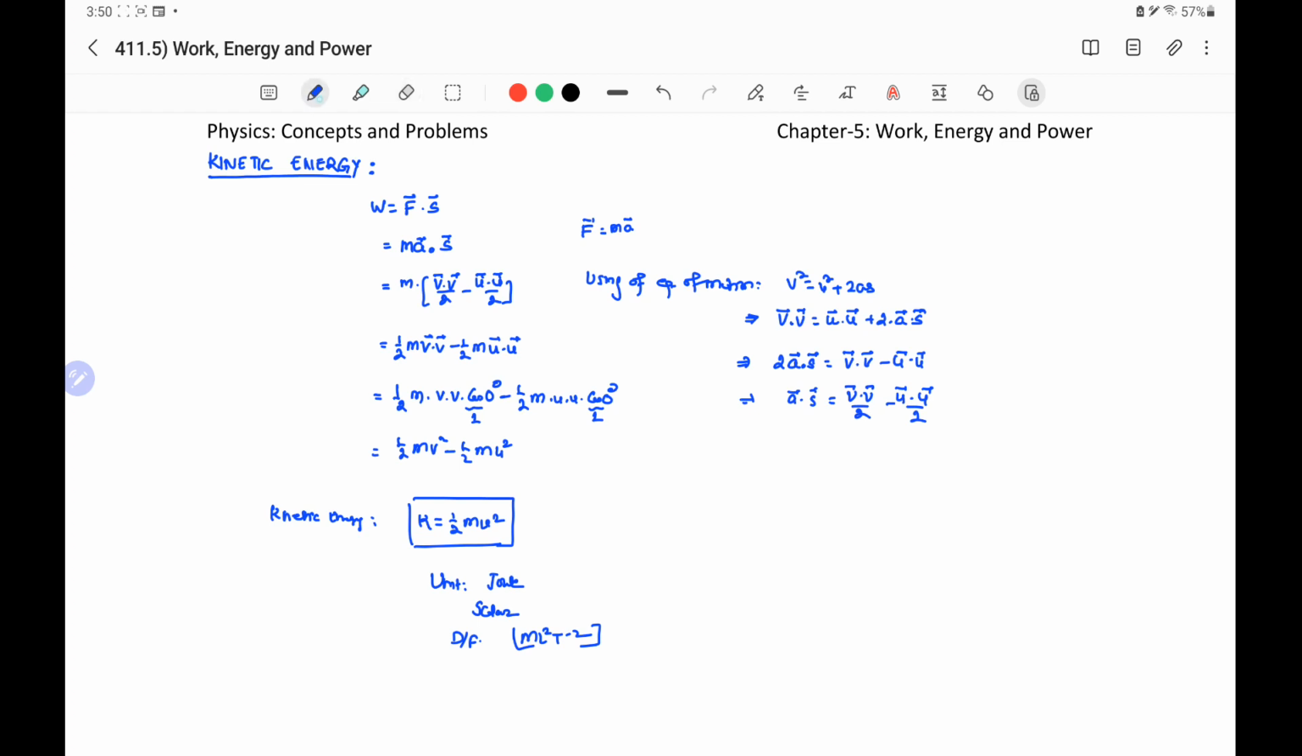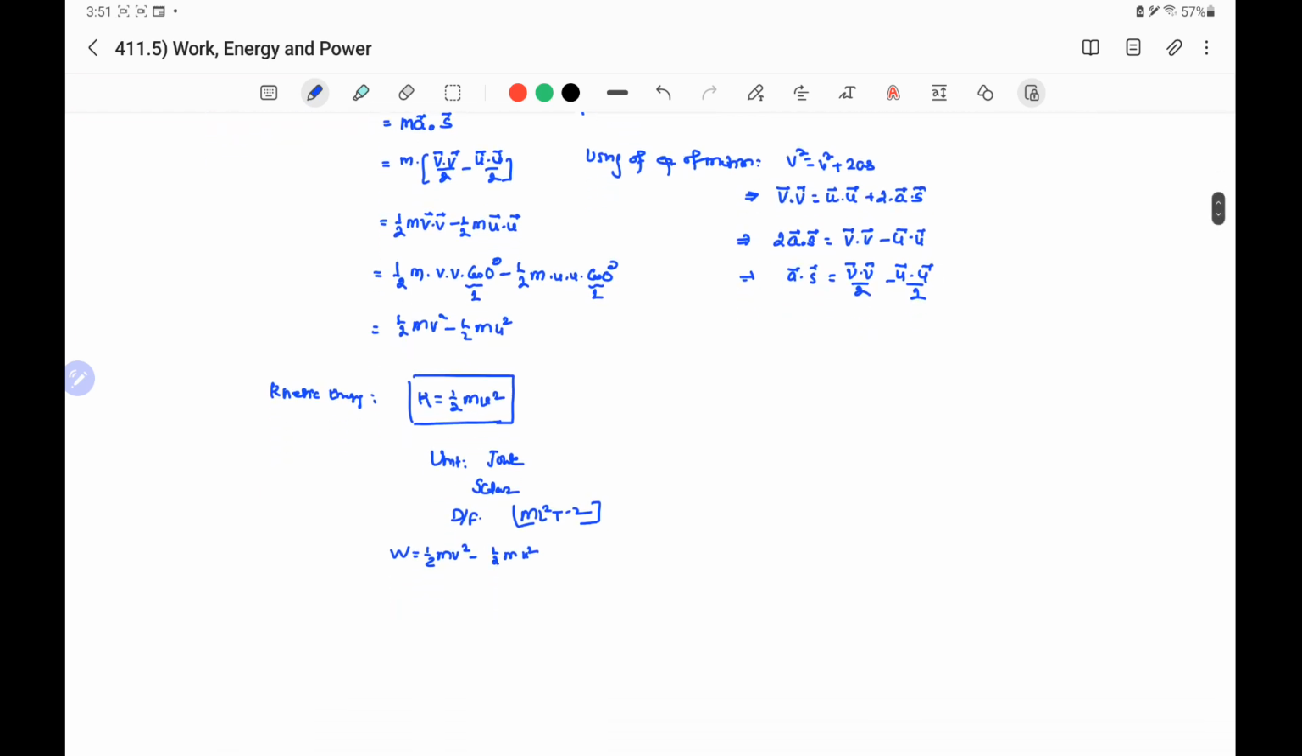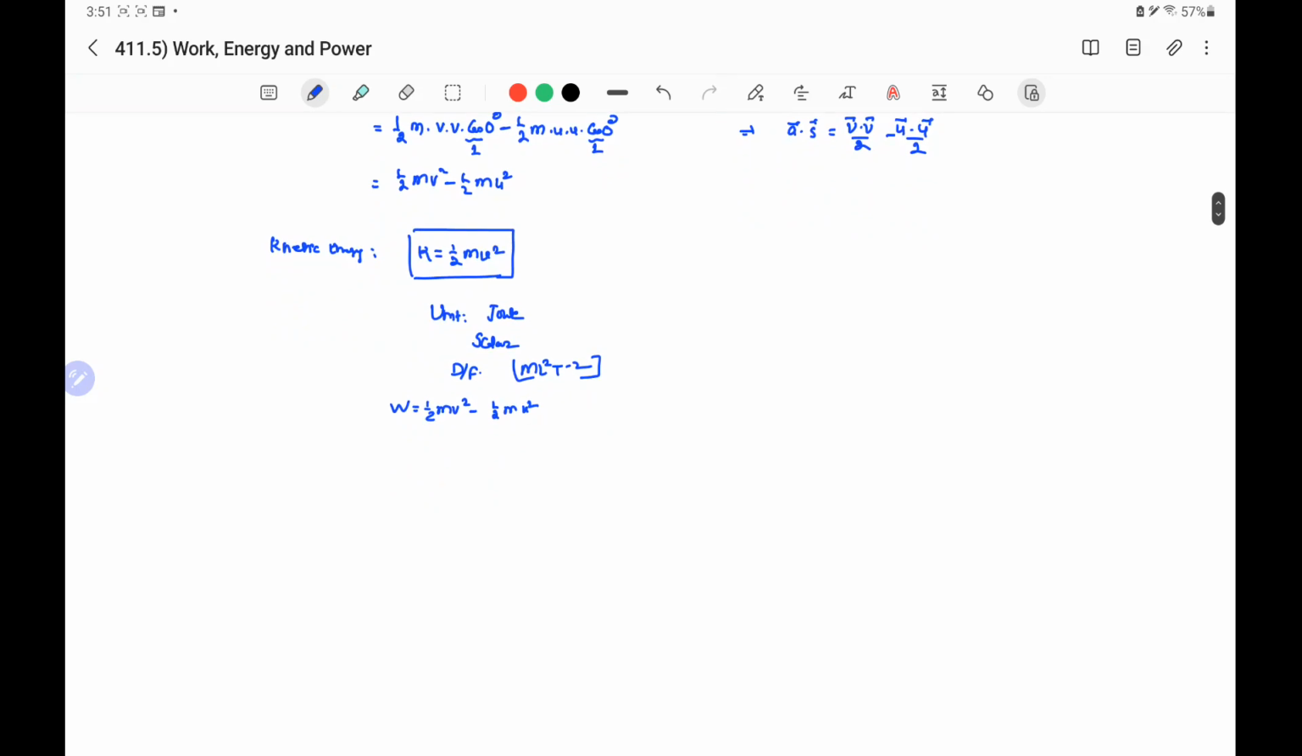Using the expression for work, which we have found that W equal to half mv square minus half mu square, where u is the initial velocity of the object and v is the final velocity due to the work, it can be written as Kf, which is the final kinetic energy, minus Ki, the initial kinetic energy, or work done is equal to the change in kinetic energy of the object. This is called the work energy theorem.